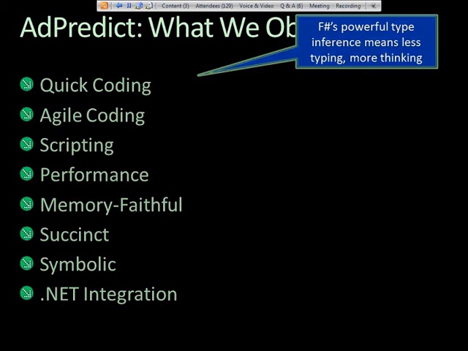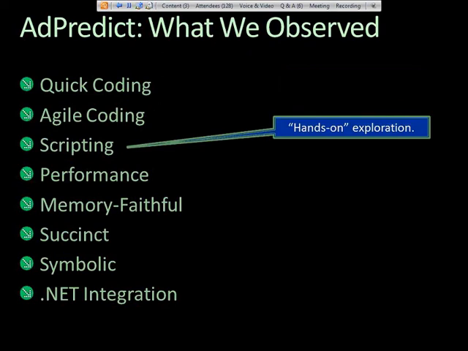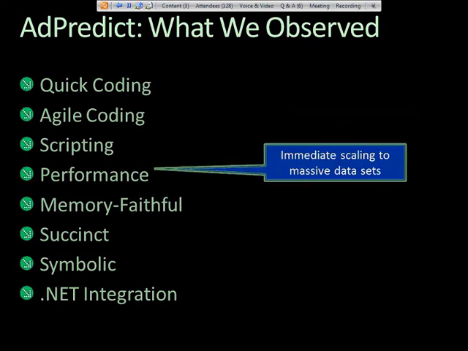Of course, you have to pay attention to the object-oriented structure, especially if you're going to turn the code into production. But the quick coding and the type inference means you stay in your domain. And F# in many ways, the places where it's successful is in these more domain-oriented programming problems. Agile coding, the type-inferred code is easily refactored. It's a very fluent way of working. The scripting was important for them.